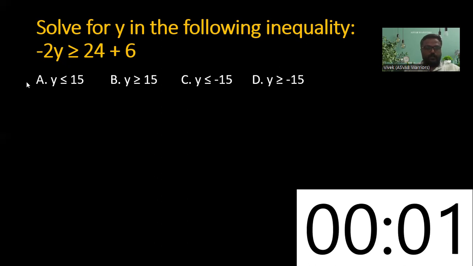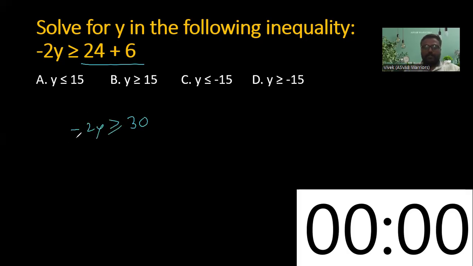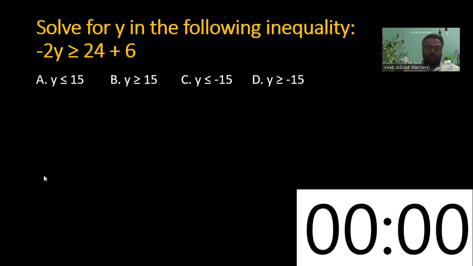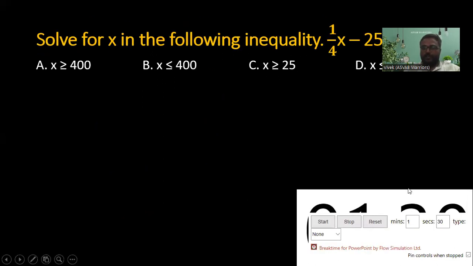Okay, let me solve it. 24 plus 6 is 30, less than negative 2y. Now, because I'm going to divide both the sides with negative 2, the inequality will flip. Negative 2 divided by negative 2 will be 1. y is less than or equal to negative 15. So option C is correct. Let's move on to the next question. Here is your question, guys. Your time starts now.